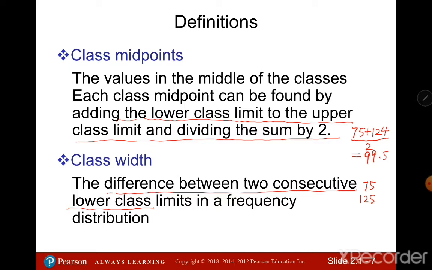So by the definition, we should know we can get the class width is 125 minus 75. So it will be 50 is our class width. But lots of students do it that way. They use the upper limit minus lower limit to get the class width, which is incorrect. It should be the difference between two consecutive lower limits. Make sure you don't make the mistake, okay?